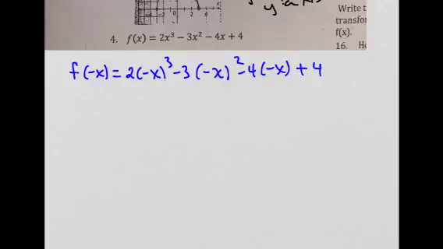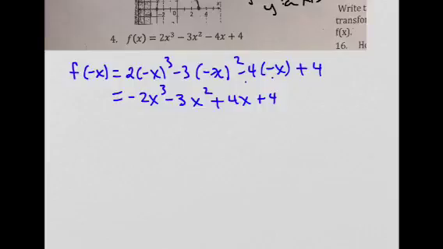Next step is to simplify. So -x cubed is a negative, so this is -2x cubed. A -x squared is positive, but then you have a -3 in front, so that stays negative. A negative times a negative is positive, so that's +4x, and then the last number, the 4, stays +4 because there's no x to change it.